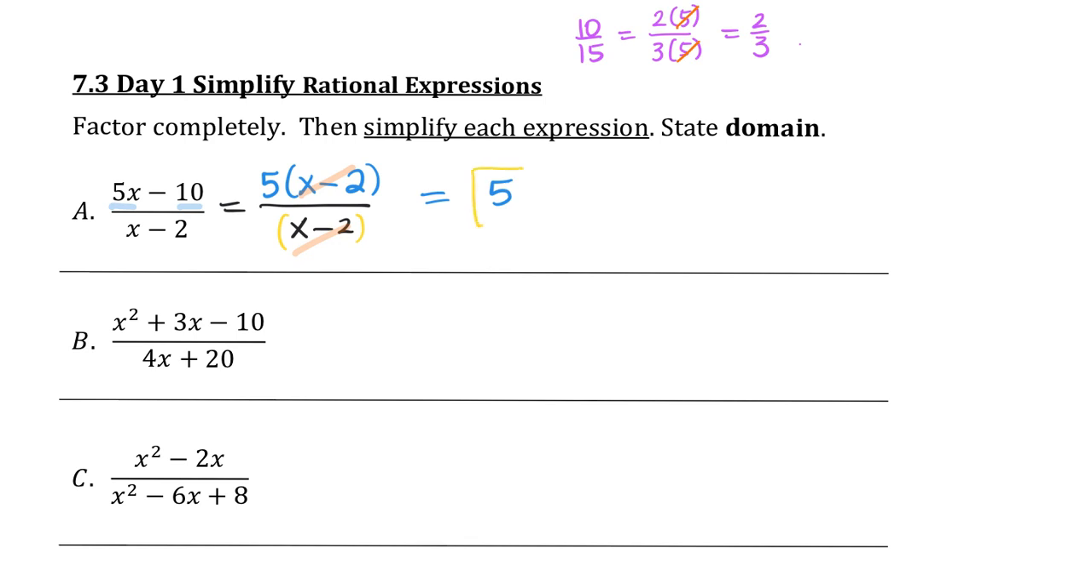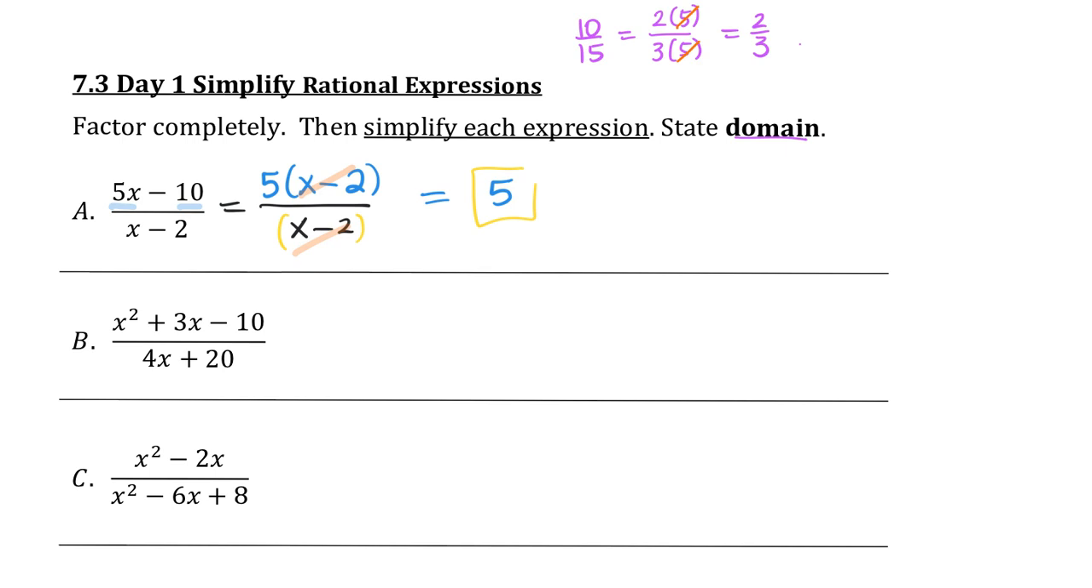Okay, now it asked me to state the domain. Now, when I was at this step right here, there's an x value that would have made this whole thing kind of implode. And that's if the denominator equals 0, we are not allowed to divide by 0. So I have to think what x value would make the bottom 0. 2 would make it 0.